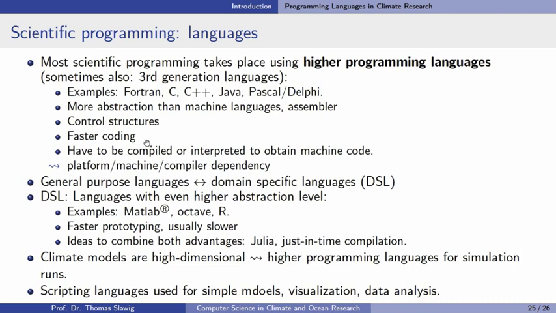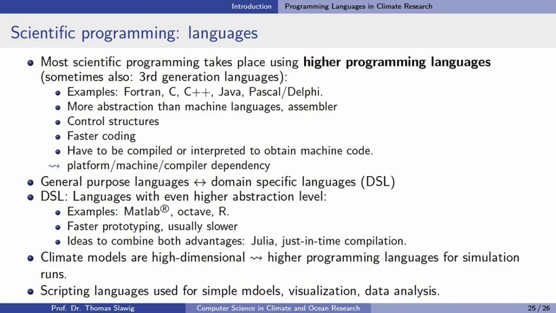They have control structures. The coding is faster than in a machine language, but they have to be compiled or interpreted to obtain machine code. And this leads to a machine or platform dependency, also maybe compiler dependency. And another term is general purpose languages versus domain specific languages, which would be very interesting for scientific programming, because it's a language with a higher abstraction level.